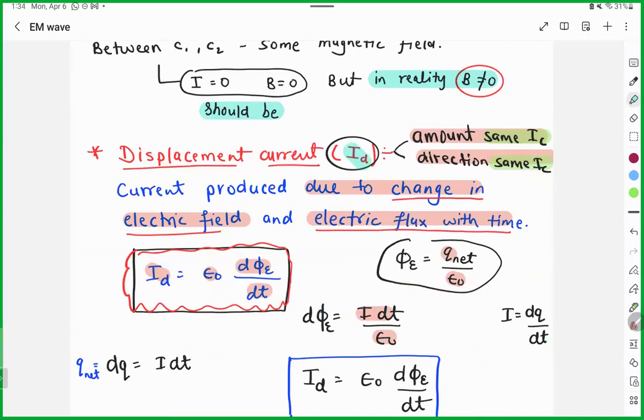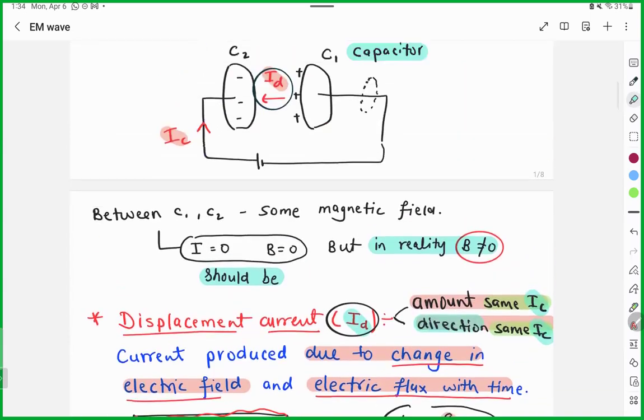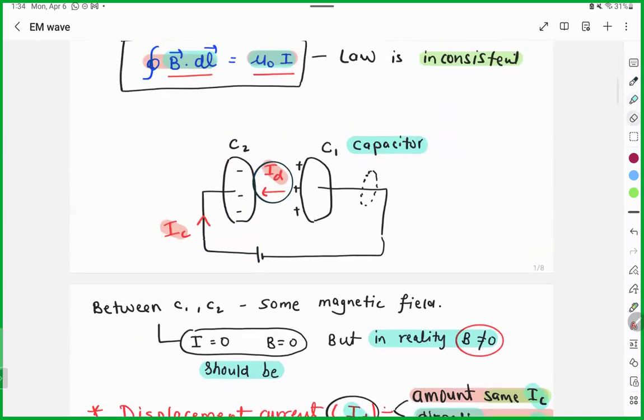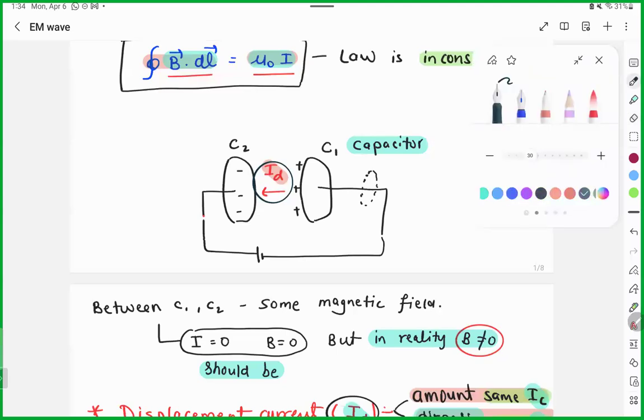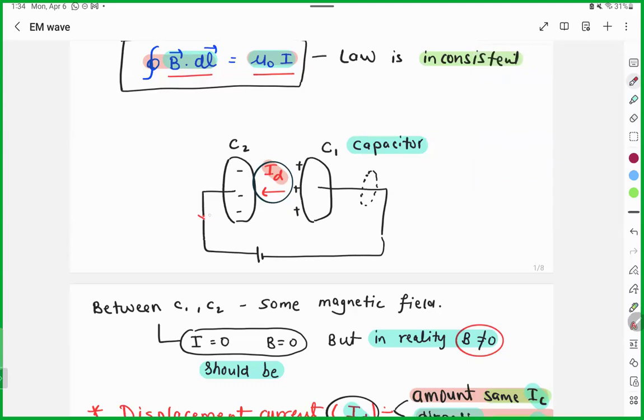I_D means displacement current. Here we say that the amount of displacement current is the same as the conduction current, and the direction of displacement current is the same as the conduction current. If the direction of conduction current is right to left, the displacement current should be in the same direction. Correct? Any doubt?